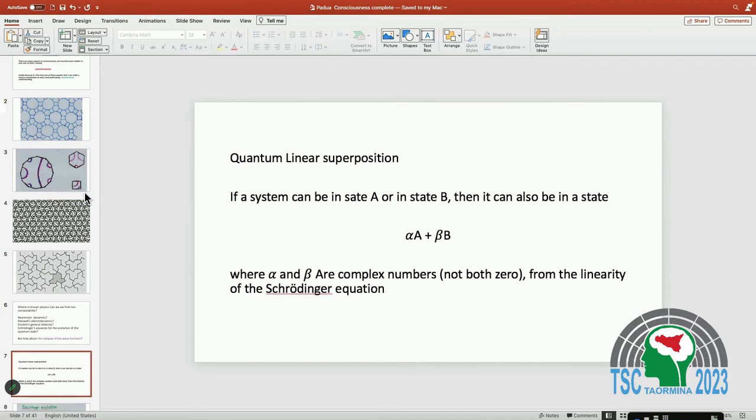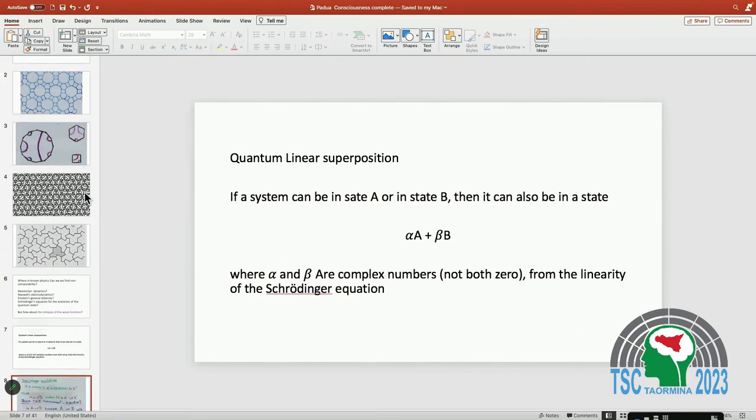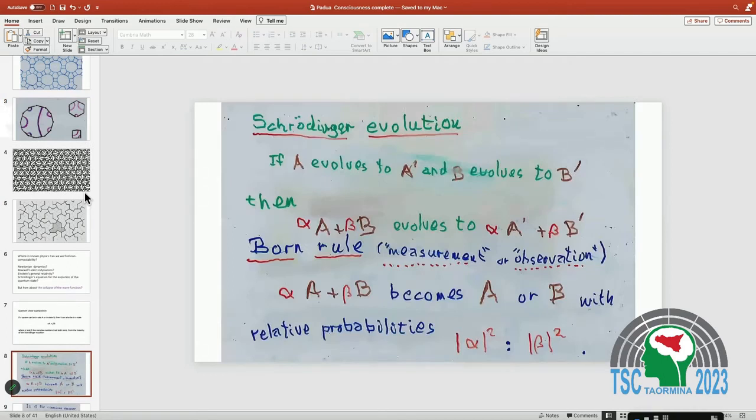Now, what about the collapse of the wave function? The Schrödinger equation preserves these superpositions, and I've got this in this picture here. Suppose A and B are two states, and A evolves by the Schrödinger equation to A prime, and B evolves to B prime. Then the combination alpha A plus beta B, that's using the one I had in the previous slide, will evolve to alpha A prime plus beta B prime. So the alpha and beta remain the same.